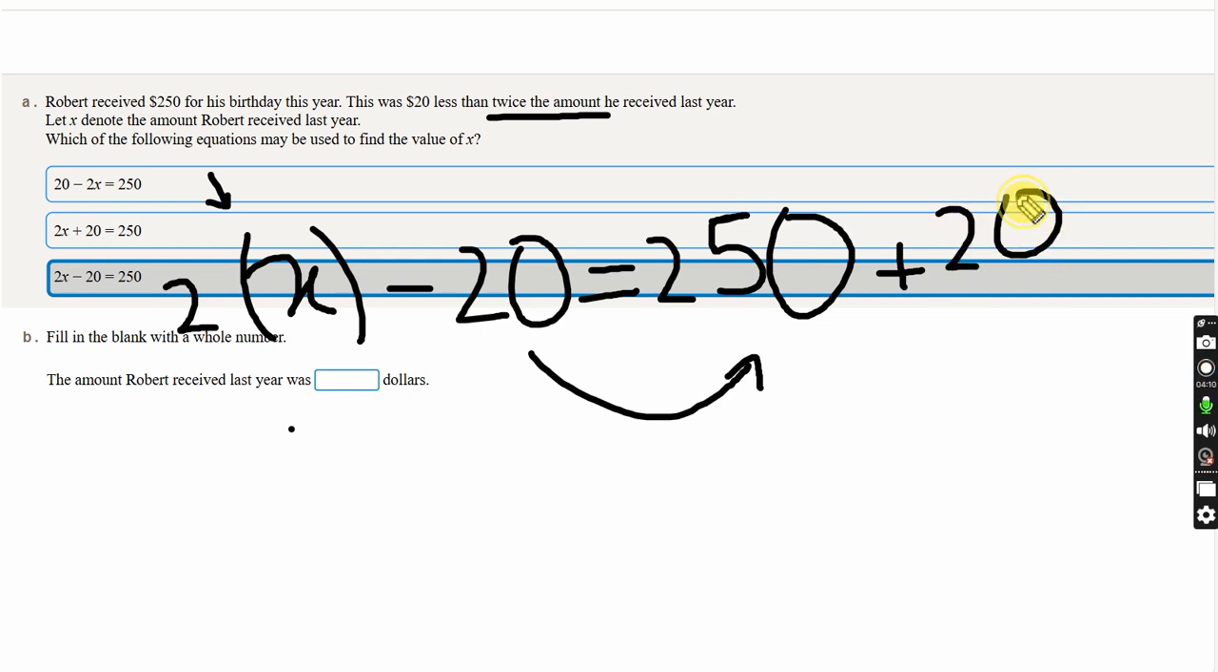So this becomes 20. So it becomes 270 equals 2x.